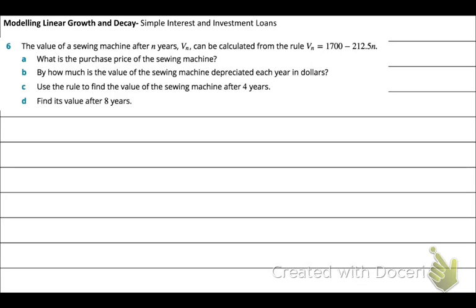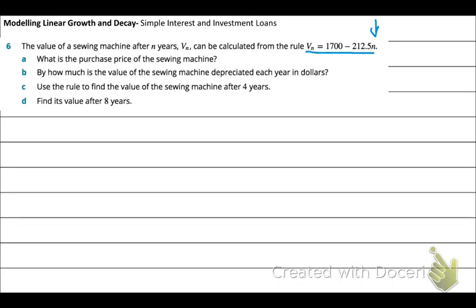It's asking what's the purchase price of the sewing machine first, and we take a look at the information we've already been given. So we're looking at the value of a sewing machine after n years, okay, and Vn is then equal to 1700 minus 212.5n, and n referring to the number of years of use that the sewing machine has.